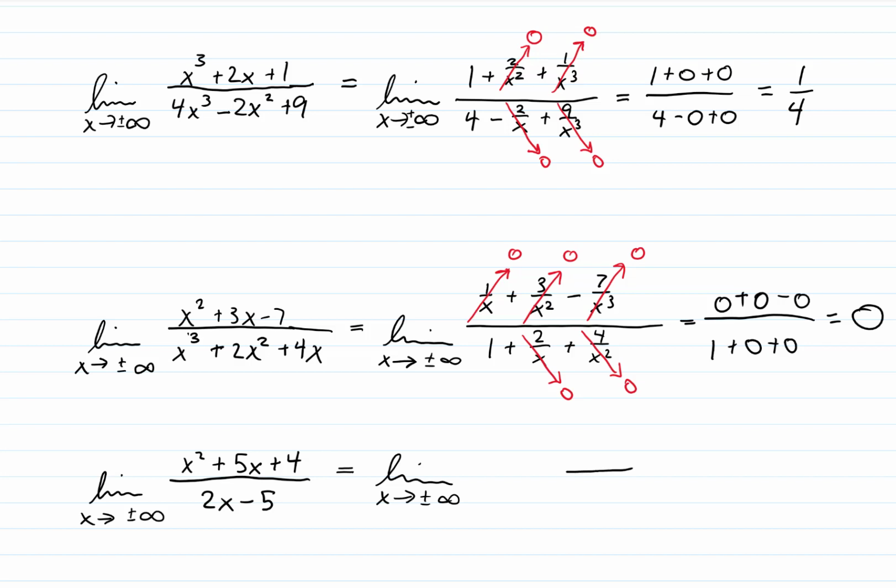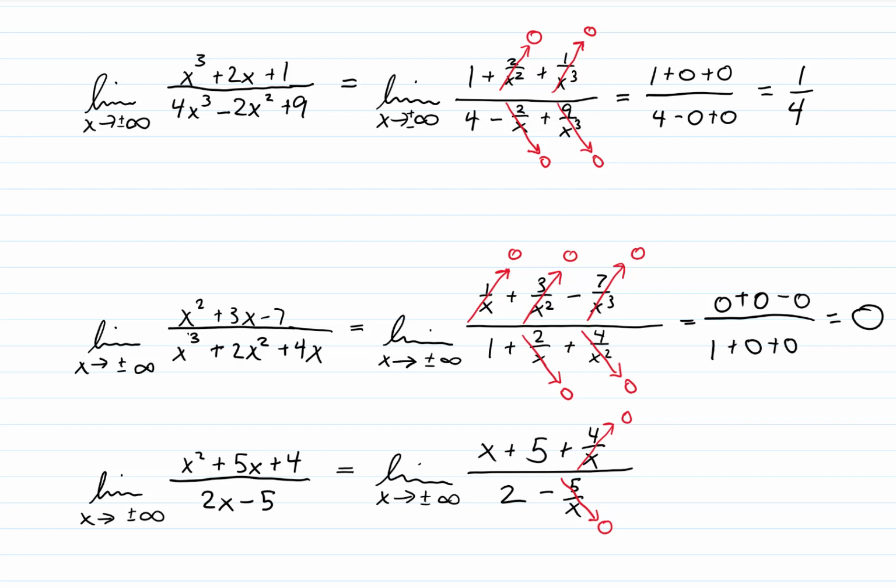x squared divided by x is x. 5x divided by x is 5. 4 divided by x is 4 over x. 2x divided by x is 2. 5 divided by x is 5 over x. Let x get infinitely large in either the positive or the negative direction. And this fraction disappears and this fraction disappears. So what are we left with? x plus 5 over 2.